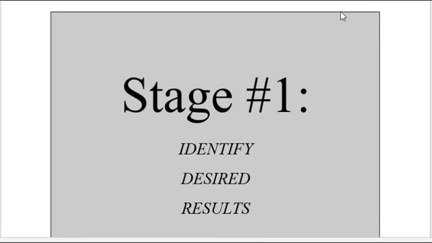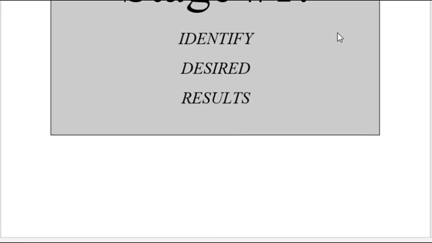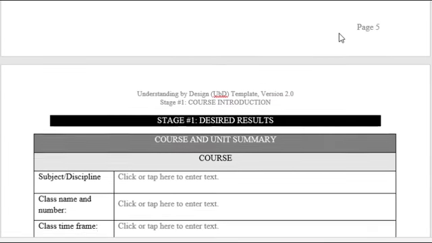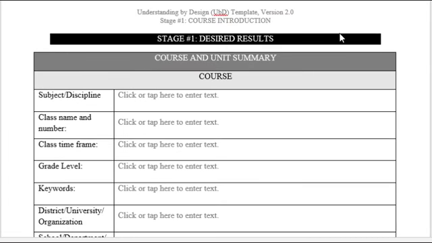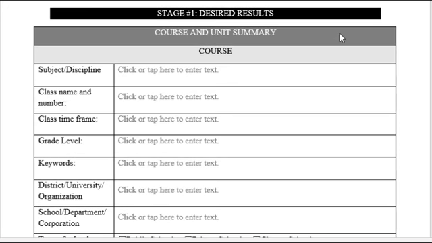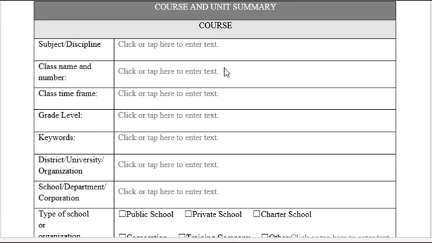Well, as I stated before, Stage 1 of UBD is identifying desired results. The template you see in front of you helps break down how to create units using Understanding by Design. In the first part, desired results, you use this information to create your course. You fill in all of these information text boxes to put in what you would want to teach your class, whatever the day is that you're working on.